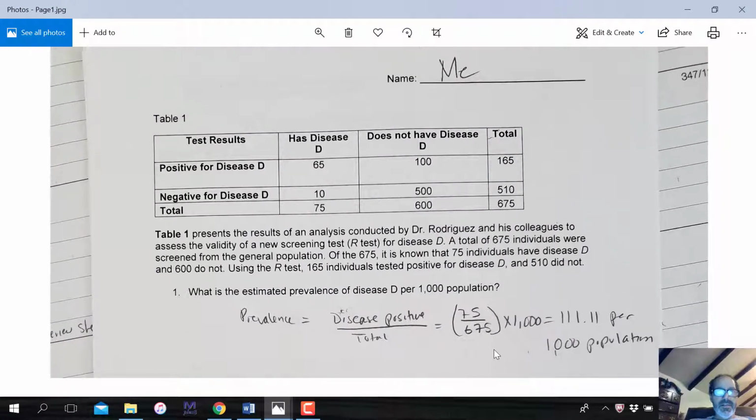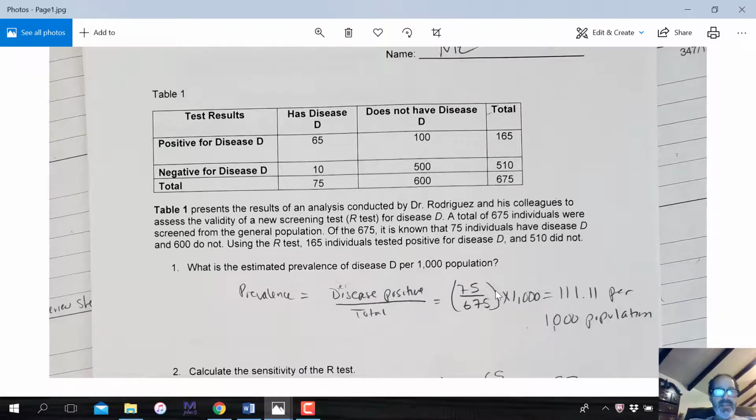So let's see. It says here, Table 1 presents the results of an analysis conducted by Dr. Rodriguez and his colleagues to assess the validity of a new screening test, the R test for disease D. A total of 675 individuals were screened from the general population. Of the 675, it is known that 75 individuals have disease D and 600 do not. Using the R test, 165 individuals tested positive for disease D and 610 did not.